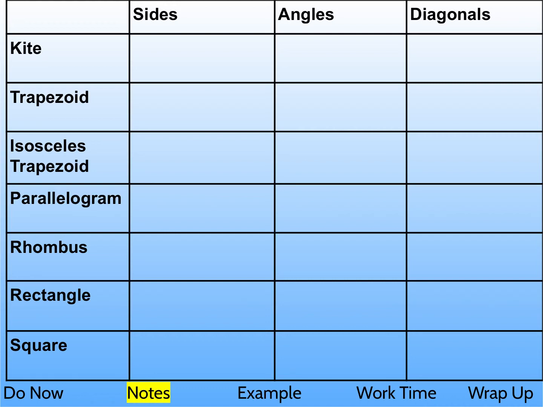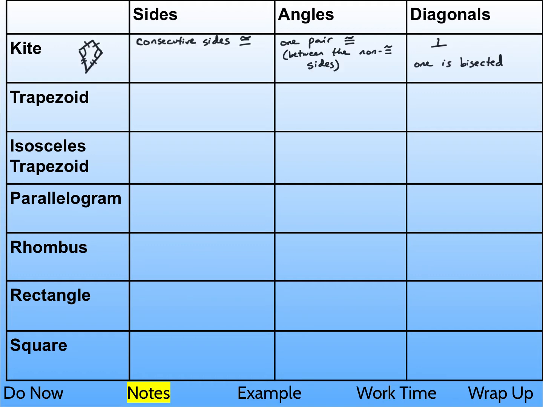Okay, so here we're going to fill in some properties of these shapes. Let's start with the kite. For a kite, we know that the consecutive sides are congruent, so the ones next to each other are congruent to each other. And one pair of angles are congruent to each other. They're the ones in between the two non-congruent sides. Those are the ones congruent.